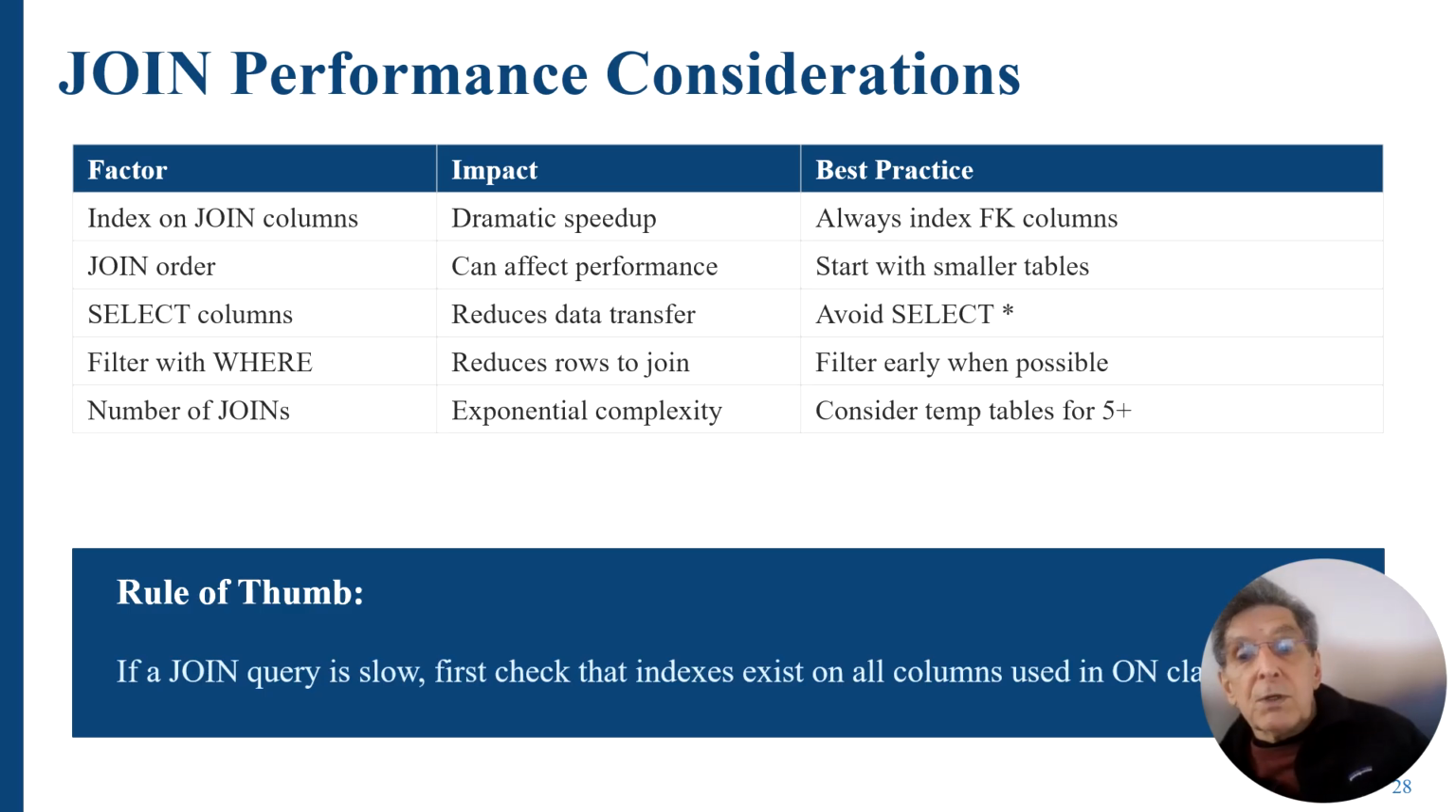So try to be selective in your select clause. Avoid select star. Remember, we've talked about that before, not to use star. Be more specific about which columns you need. Only retrieve the columns you actually need, and this will reduce the data transfer across your database. And also filter early with where clauses. If you can reduce the number of rows before you do the join, it will process much faster. If a join query is running slowly, the first thing to check is whether indexes exist on all the foreign keys, on all the columns you're using in the on clause.